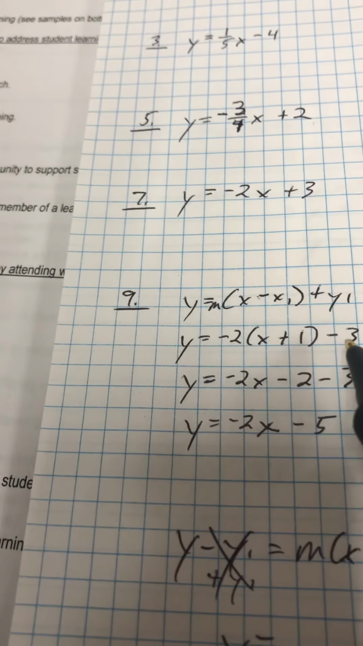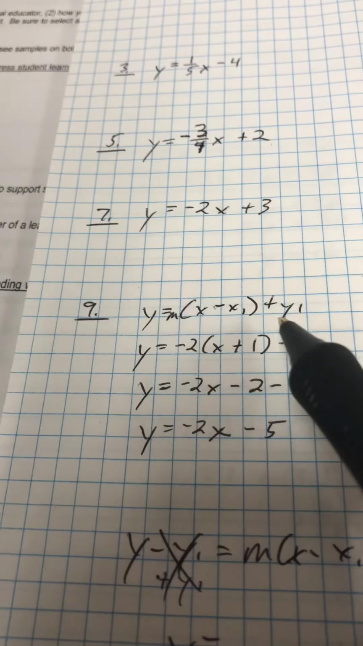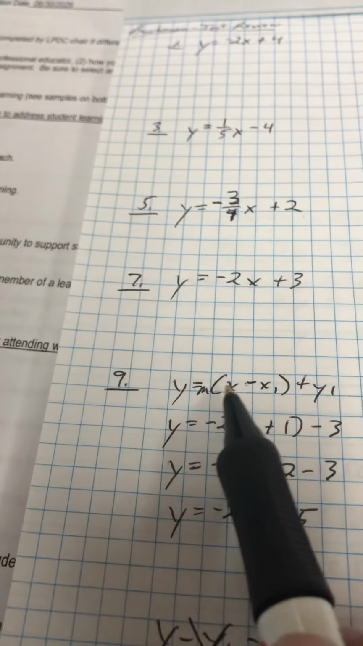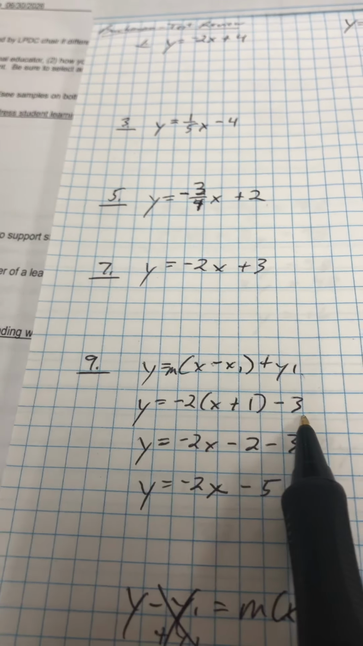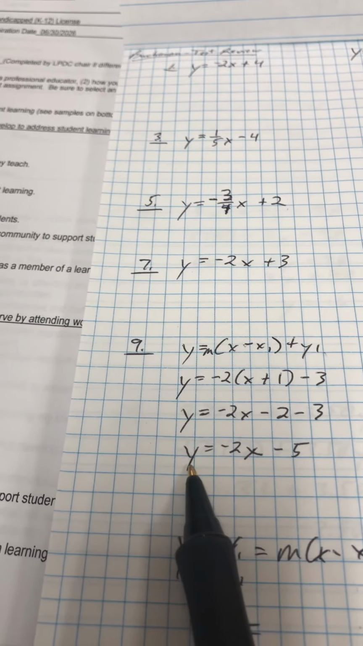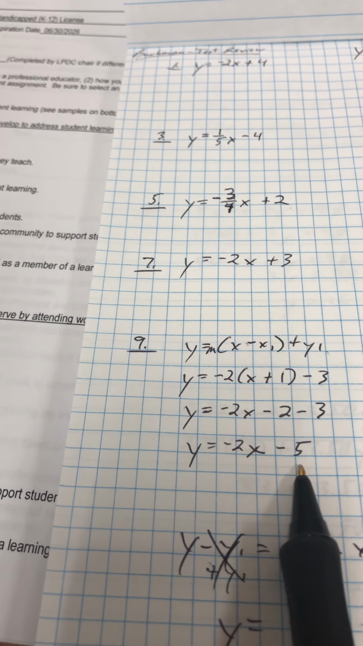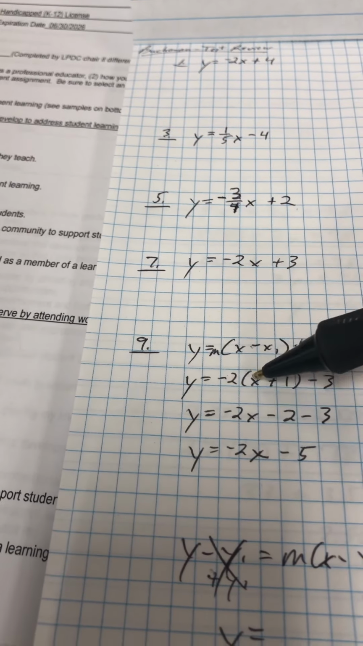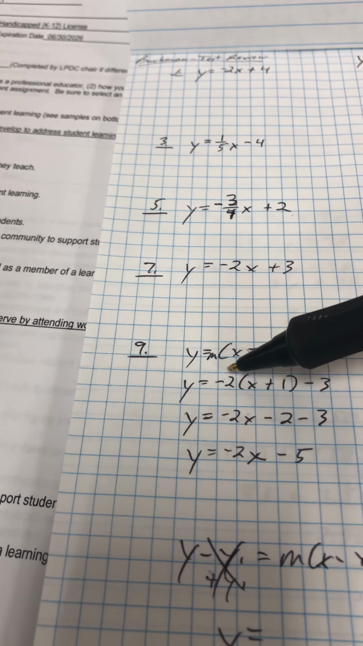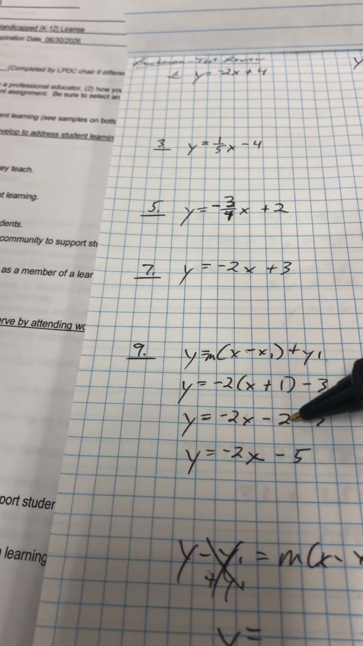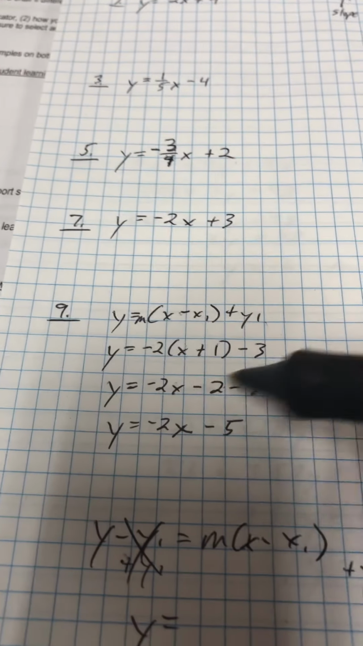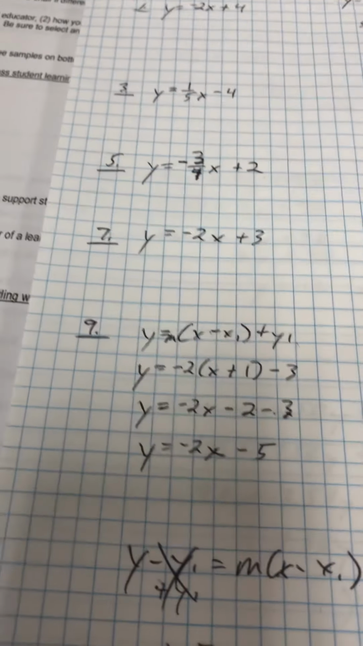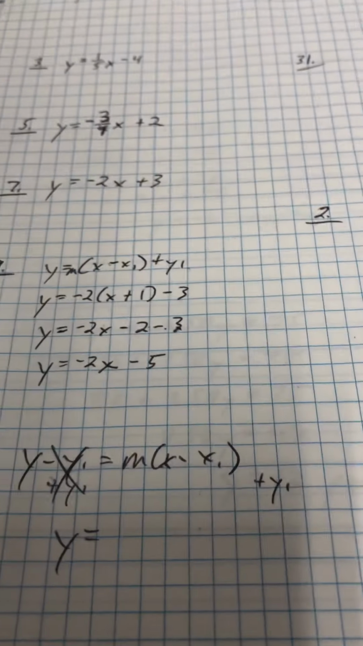So my x1 and y1 is where I put that 1 and the -3, bada boom, bada bing, and I end up with y equals -2x minus 5. Distributive property, -2 times x is -2x, and -2 times 1 is -2, and I still have this -3 back here, which was my y1. -2 minus 3 is -5. Okay, so there we have number 9.